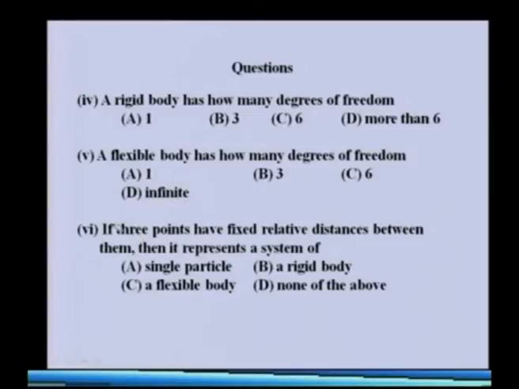If we consider, let us say, the fifth question, if 3 points have a fixed relative distance between them, then it represents a system. If 3 points are fixed relative to each other, obviously it cannot be a particle, and it cannot be a flexible body. It must be a rigid body, because a rigid body cannot have relative motion between its particles.